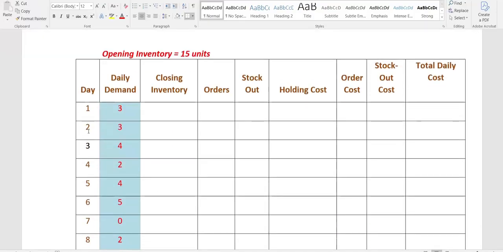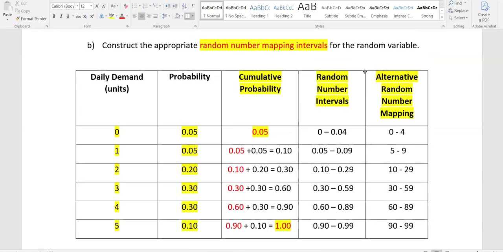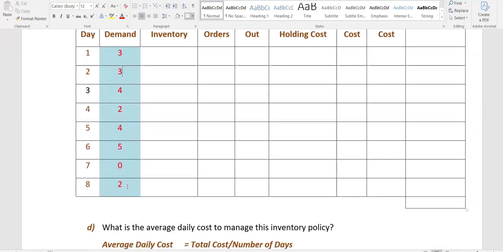And on day 2, the random number we're given is 0.59. So we go up to the random number intervals and ask, where does 0.59 fall? It falls between 0.3 and 0.59, and so the predicted daily demand that corresponds with that is 3. So we slot in 3 here for daily demand. Continue that process until we've completed all 8 days.